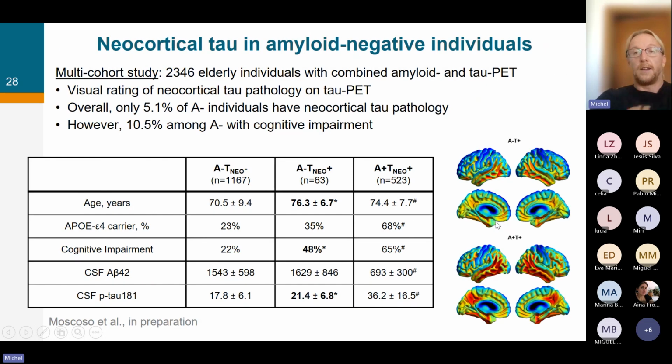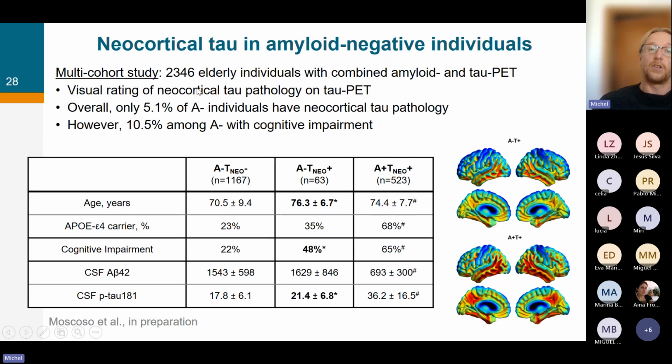So in this final slide, this is very new data now that has not been published anywhere so far. We wanted to see whether we can identify these amyloid negative cases with a more widespread neocortical tau deposition in a more systematic manner. And for that, we analyzed an even bigger multi-cohort study with over 2,000 individuals who all had combined amyloid and tau PET scans.